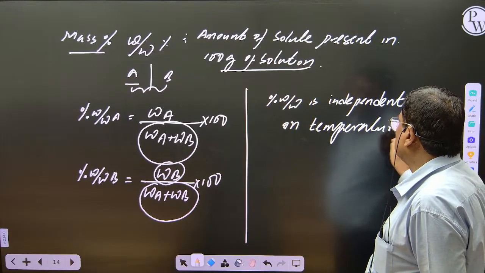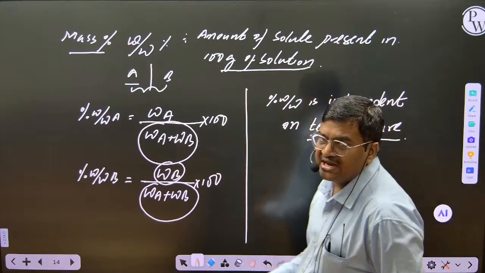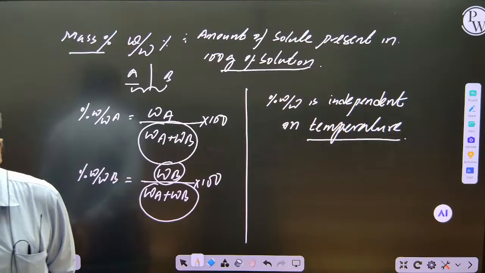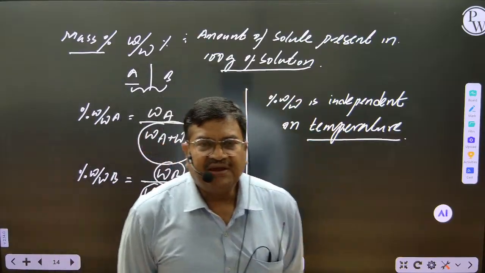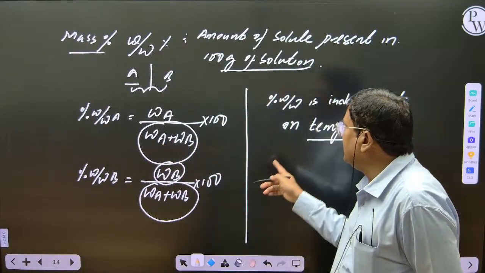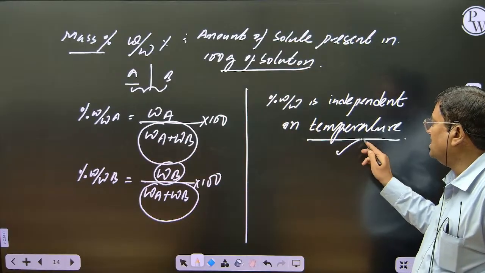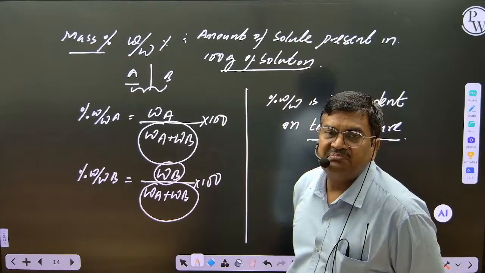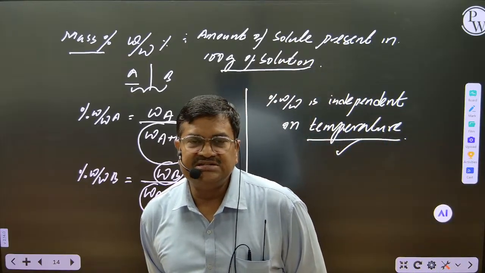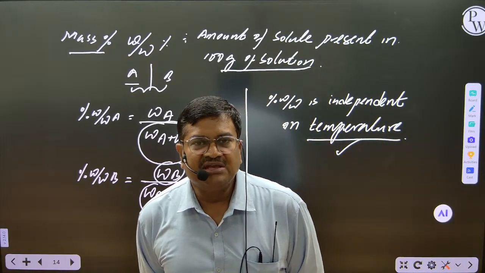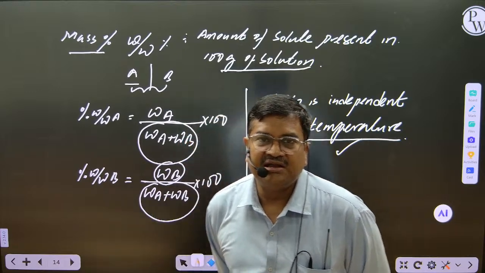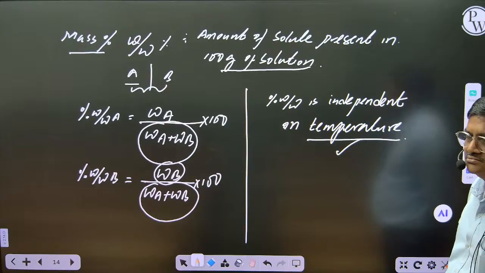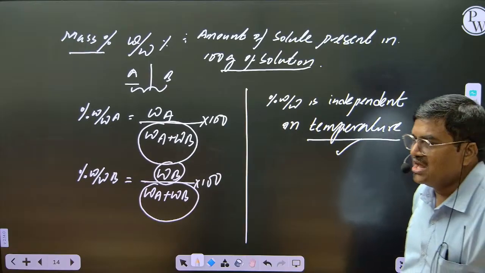Understood, students? Why is it not depending on temperature? Because there is no volume term. If the volume term had been there, we would surely have the effect of temperature. Here temperature has no influence since there is no volume term. From the exam point of view, they ask which concentration is temperature dependent or which is temperature independent, by giving a set of concentrations. Clear? Also understood all of you this one?